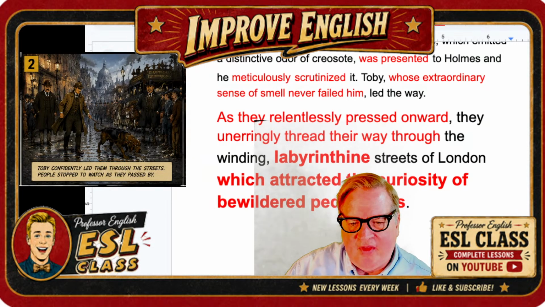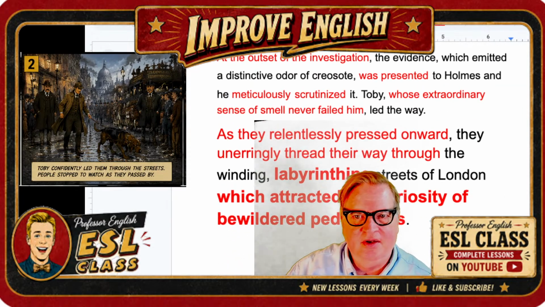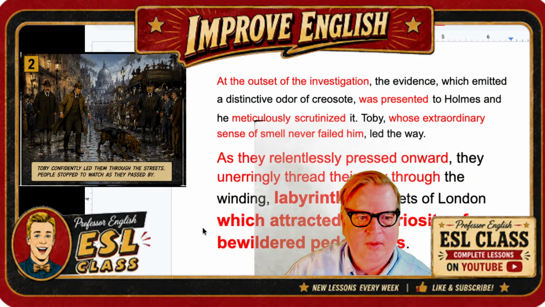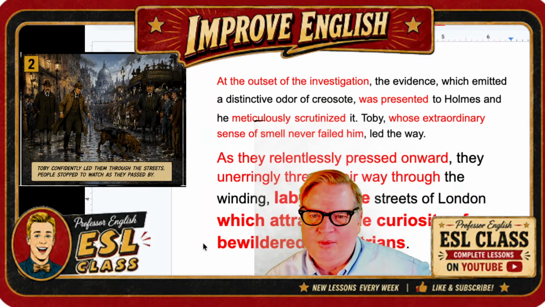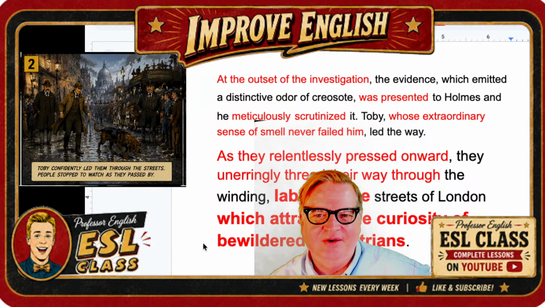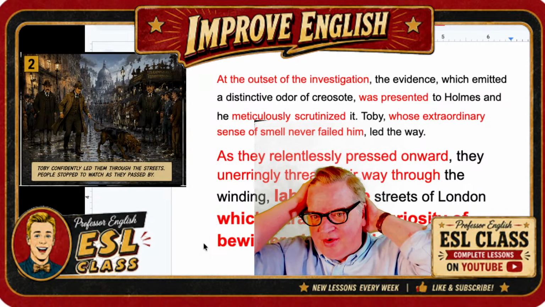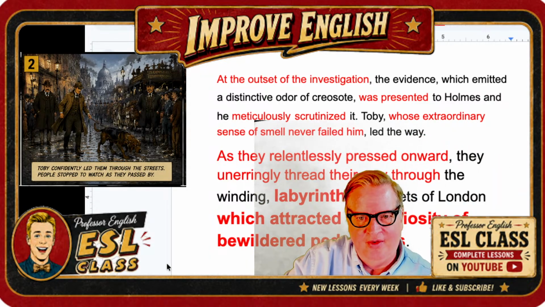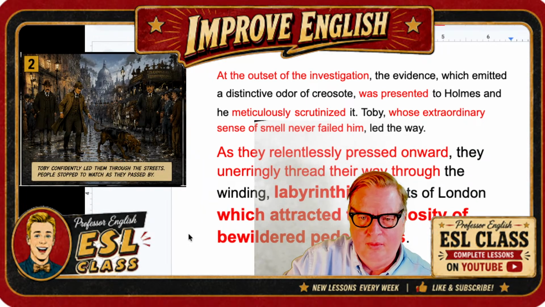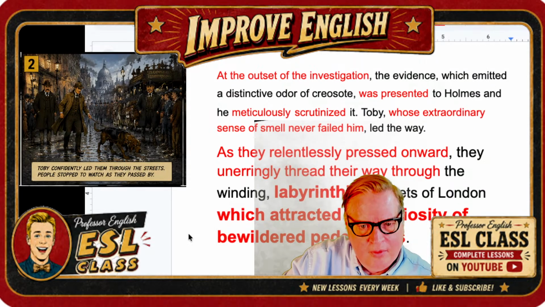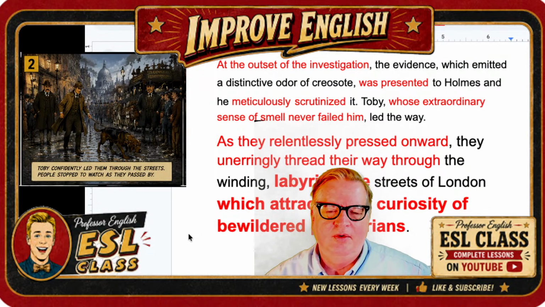Can you read the whole thing starting with at the outset of the investigation? So we built all of this today. At the outset of the investigation, the evidence which emitted a distinctive odor of creosote was presented to Holmes, and he meticulously scrutinized it.